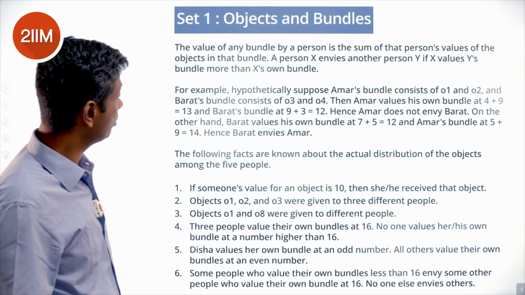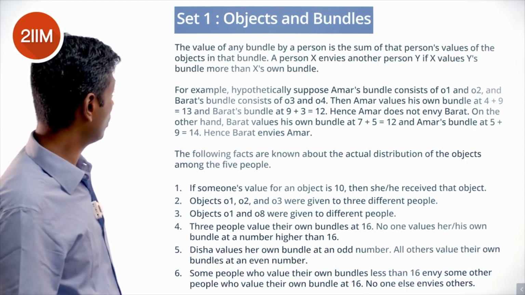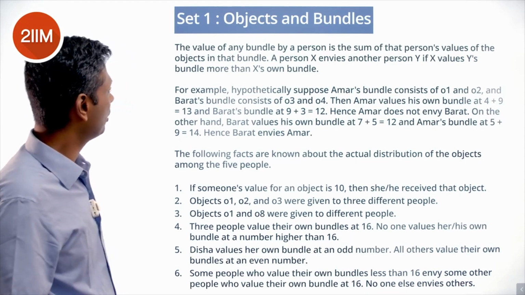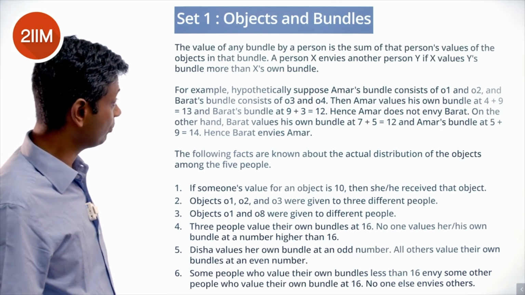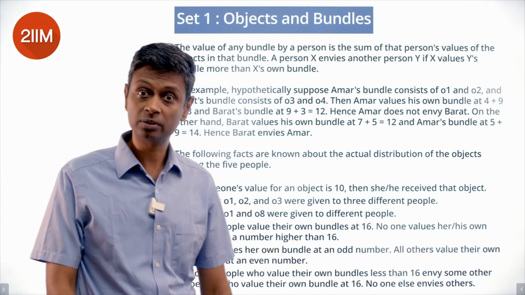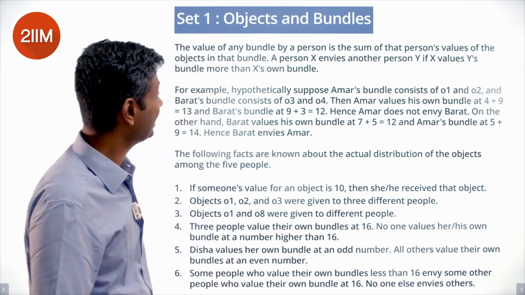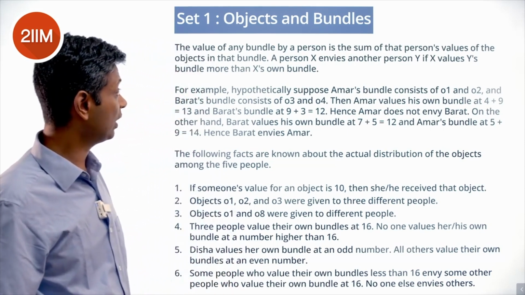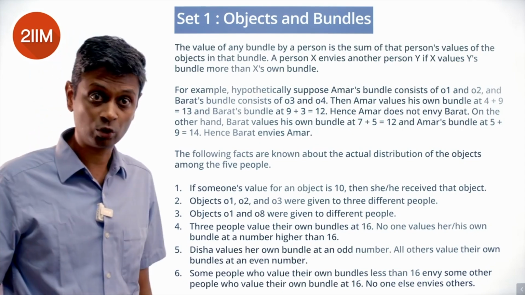The value of any bundle by a person is the sum of that person's values of the objects in that bundle. Nice. A person X envies another person Y if X values Y's bundle more than X's own bundle. Remember, a person X envies another person Y if X values Y's bundle more than X's own bundle.